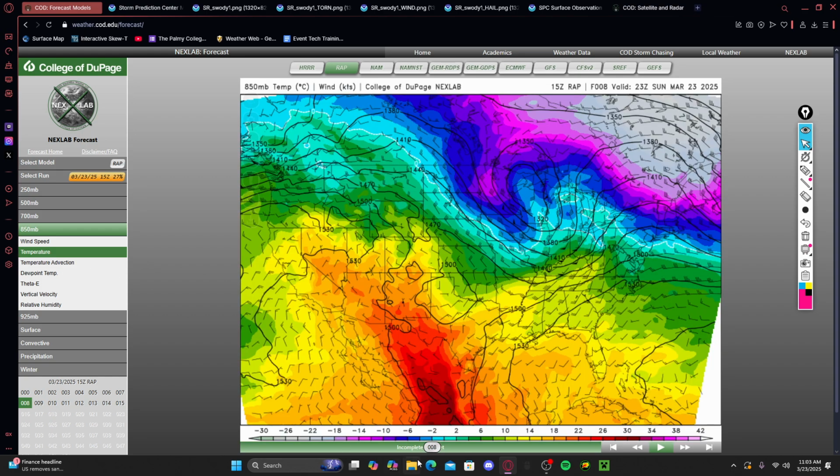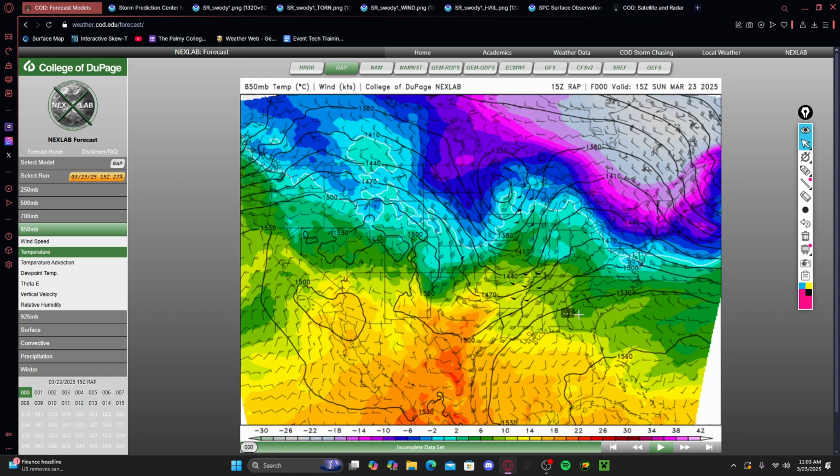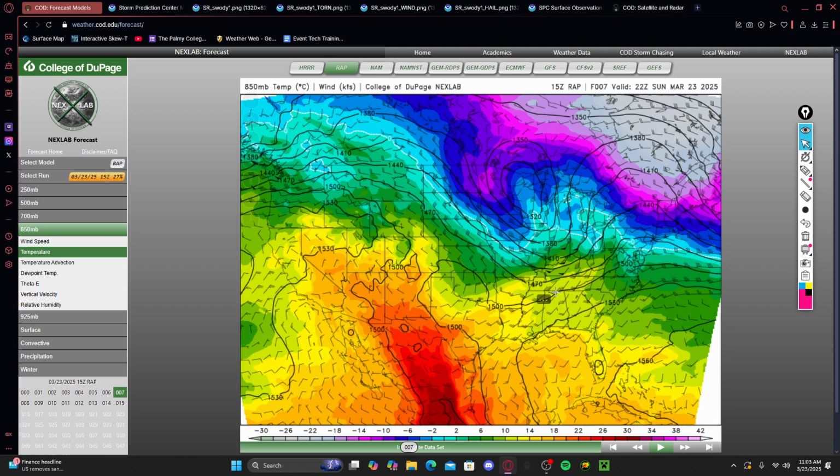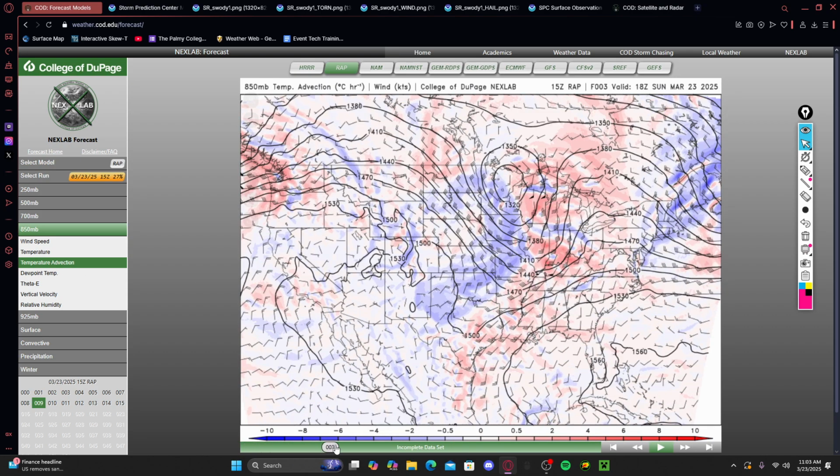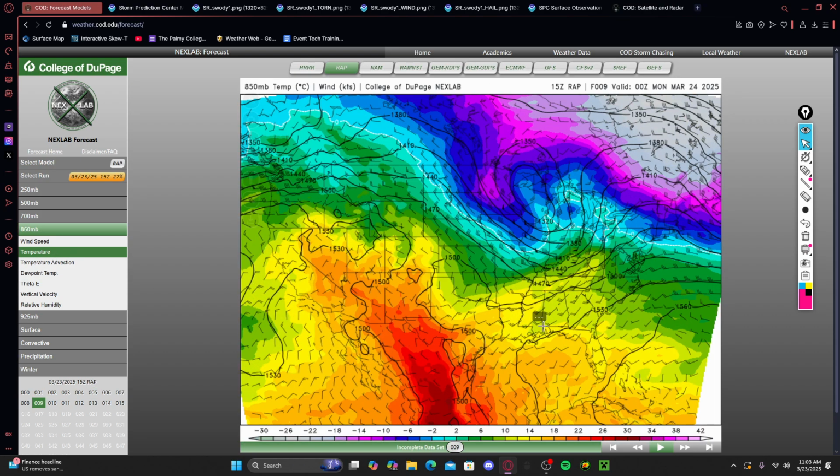Let's look at our temperature here. We do have some warm air advection, so you can see in our region beginning the day here about 11 degrees Celsius, and throughout the day you do get that warm air advection. You can look at temperature advection specifically, and you can see what I'm talking about. That warm air advection is on its way at that point.